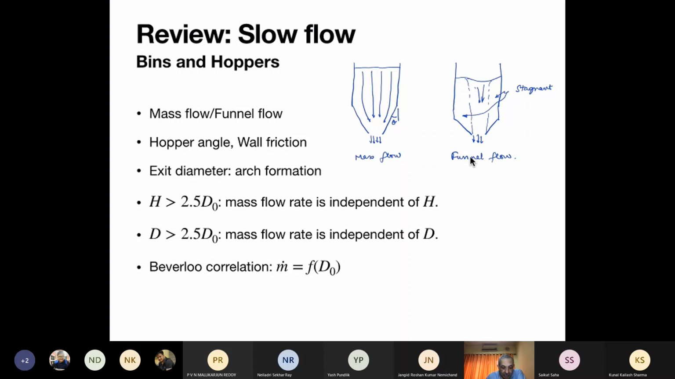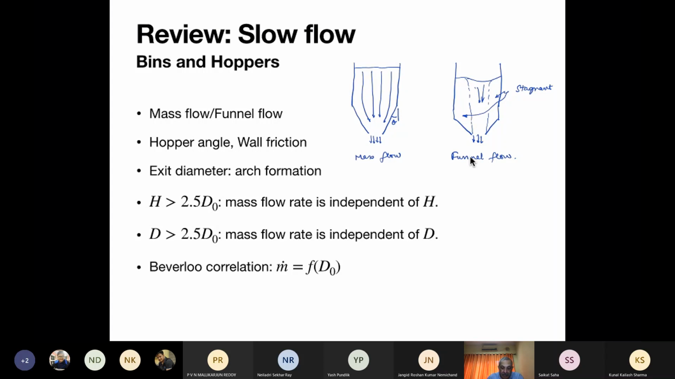We also, just before we stopped, said that if the height is more than about 2.5 times the exit diameter, then the mass flow rate is independent of the height. And in fact, if this diameter is more than about 2.5 times the orifice diameter, then the mass flow rate is independent of the diameter of the hopper as well.